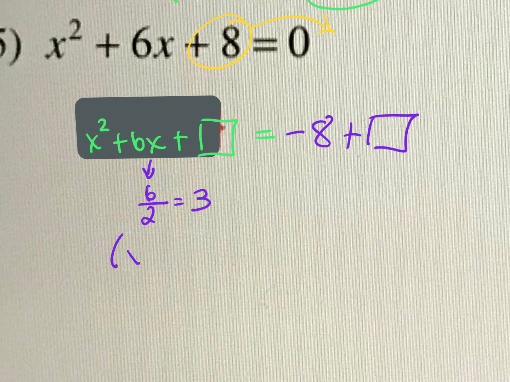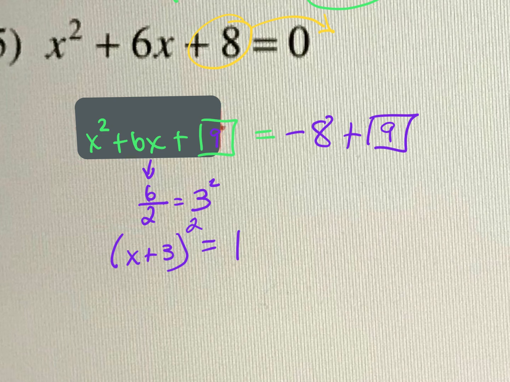So in my parenthesis, I have x plus 3. The reason it's a plus is because it's positive. Squared, right? So I'm going to square 3 here. When I square 3, it becomes 9. So when I add 9 to one side, I add 9 where? To the other side. What's negative 8 plus 9? 1.